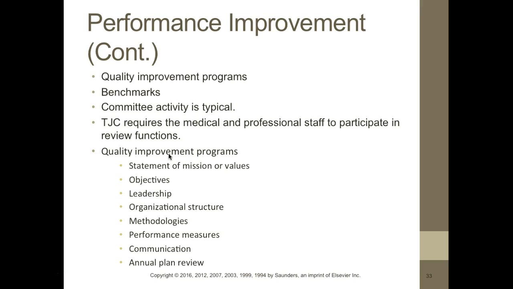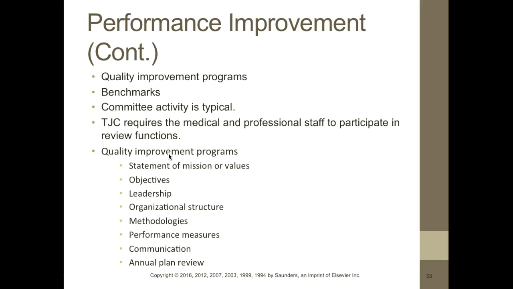Quality improvement programs, they set benchmarks. The committee activity is typical. What they mean by that is they usually have a ton of meetings. They're in the department, they're going through our stuff, they're making sure that the data is correct and that we're doing the right thing. The Joint Commission requires the medical and professional staff to participate in review functions. Some of those quality improvement programs look at our mission or values, our objectives, our leadership, our organizational structure, methodologies, performance measures. Those are the big ones.